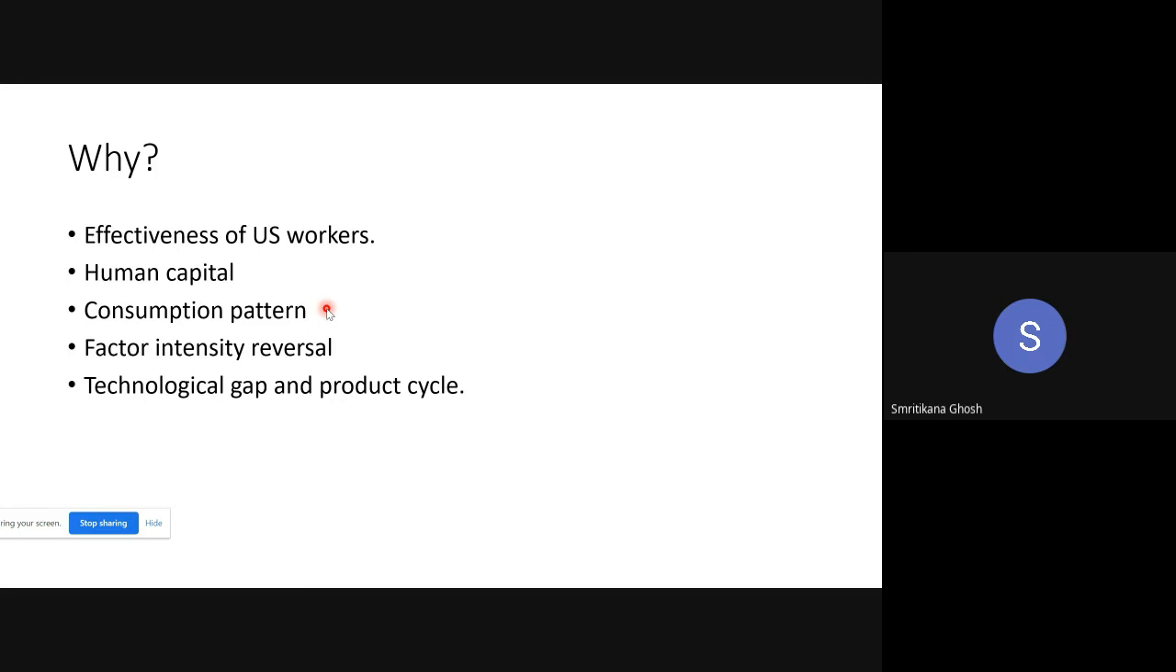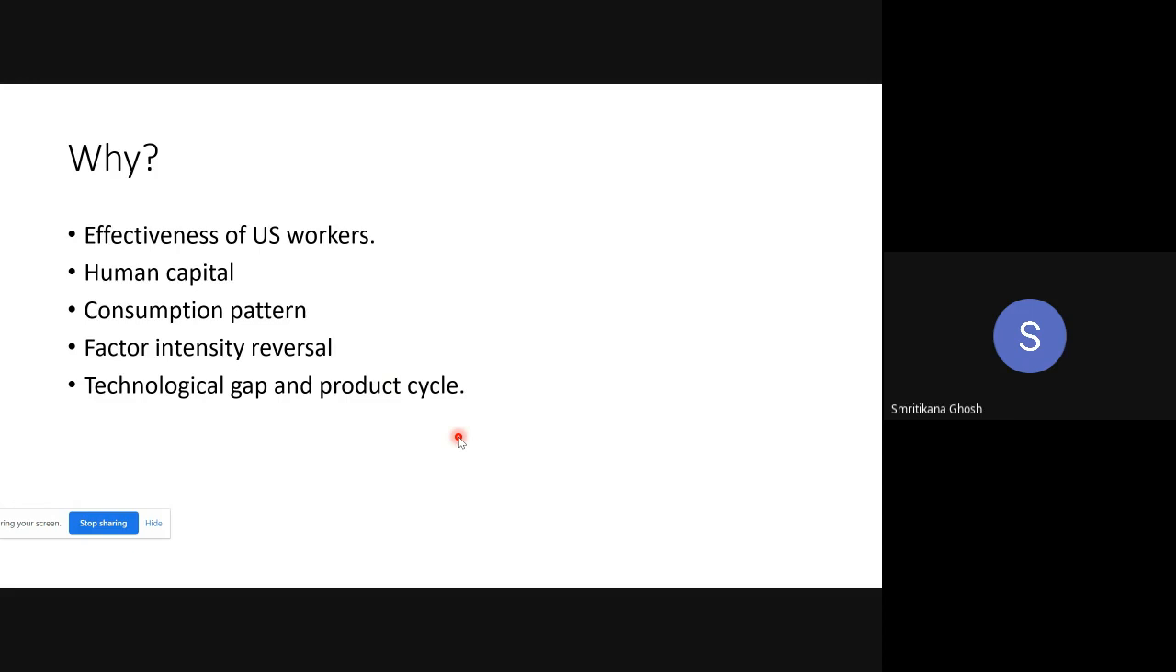Now the fourth one is factor intensity reversal. Factor intensity reversal says that in the US economy, after a certain level of production, the labor intensive commodities become capital intensive. And that is why the data is showing the capital abundant economy exporting labor intensive commodity. And the last one is the technological gap and the product cycle.